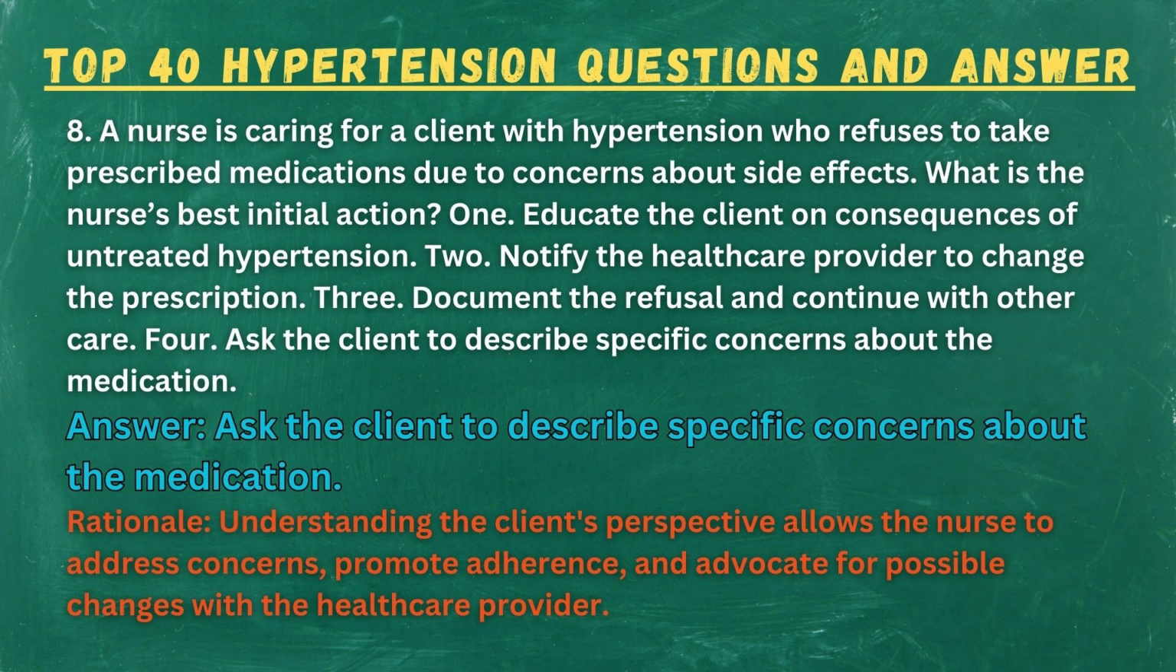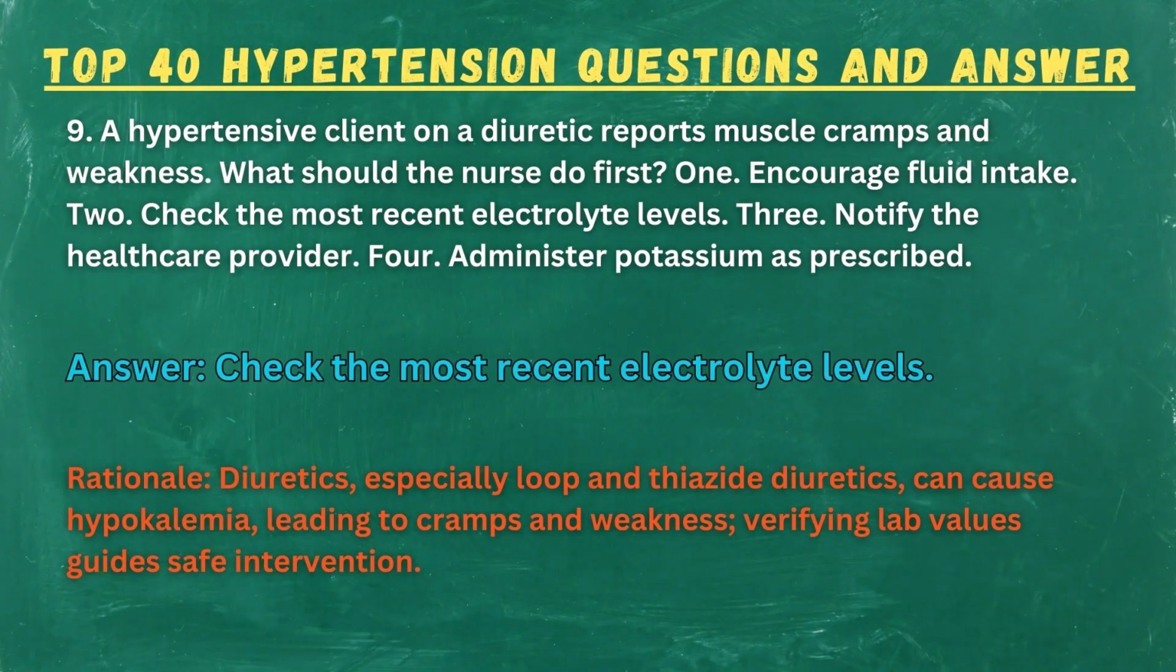Rationale: understanding the client's perspective allows the nurse to address concerns, promote adherence, and advocate for possible changes with the healthcare provider. 9. A hypertensive client on a diuretic reports muscle cramps and weakness. What should the nurse do first?